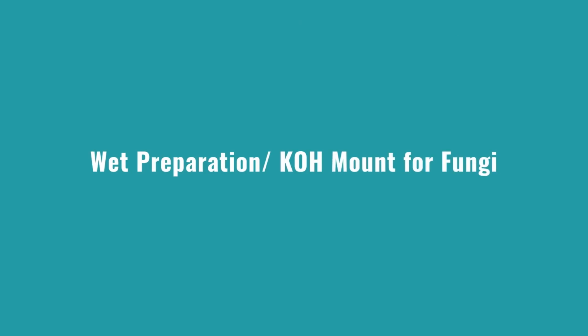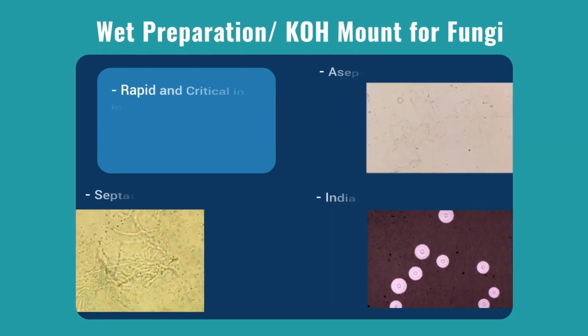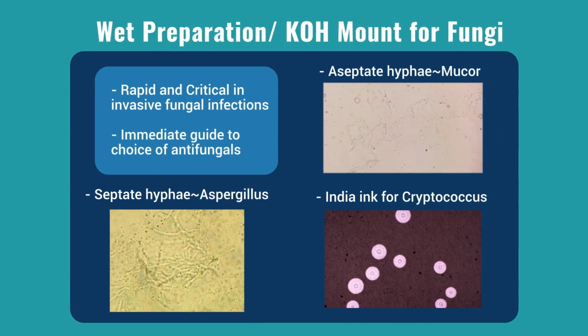Another microscopic technique that we do to detect fungal infections is the potassium hydroxide mount. Now this is not really a stain, it is just a reagent that we use to digest tissues so that fungi become more prominent. So especially from invasive specimens like tissues, when we do a potassium hydroxide mount, we immediately know whether there is a presence of a fungal infection. This can be really critical to initiate appropriate antifungals.